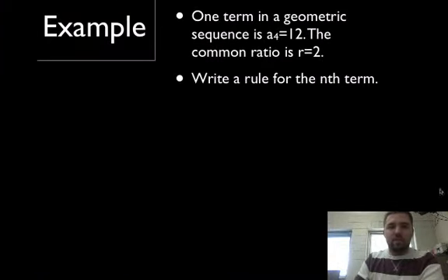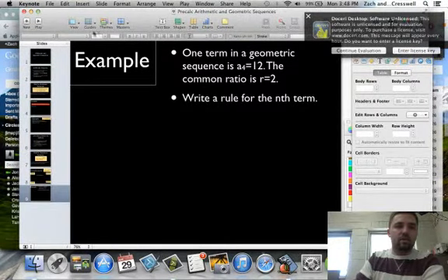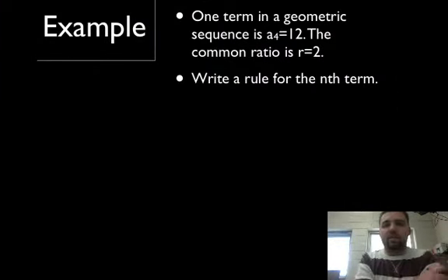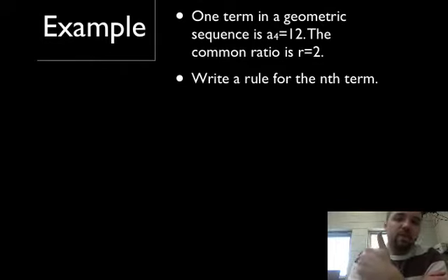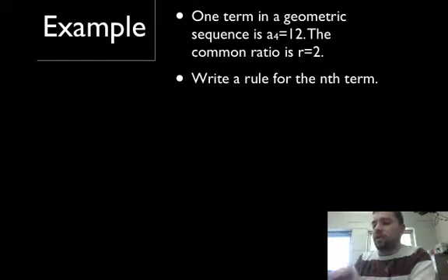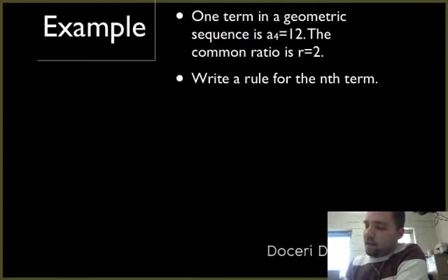Okay, I think we got one more example. Oh, whoa, watch out. Last example here. One term in a geometric sequence is a sub 4 equals 12, and the common ratio is r equals 2. Now, I said we needed two things to write a rule for a geometric sequence: the first term and r. This time I've got r, but I don't have the first term. That's okay, though. I think we can still write a rule for it.